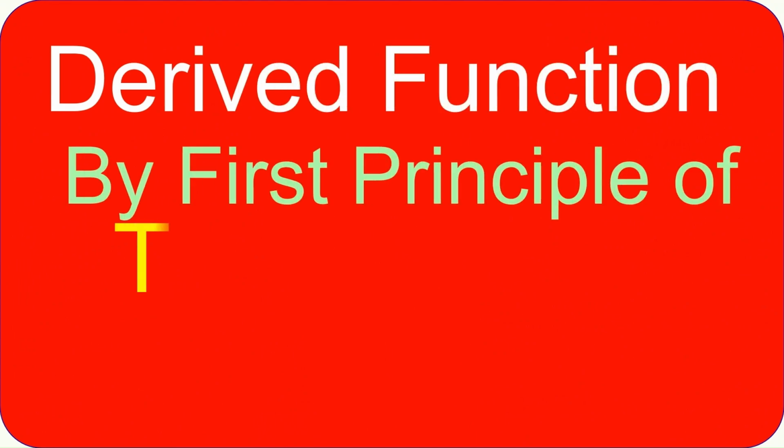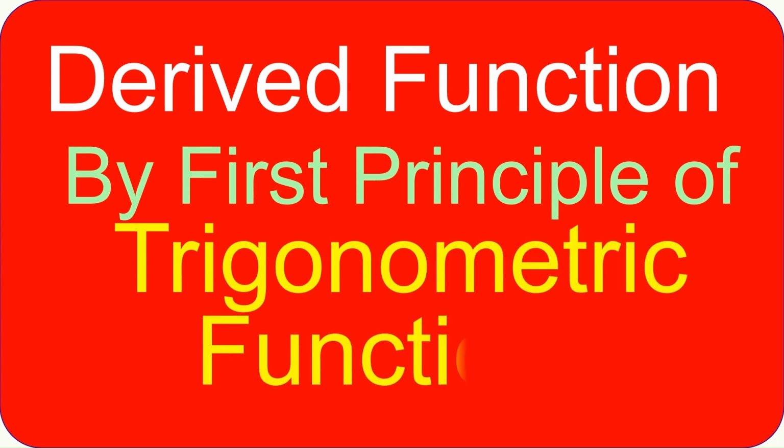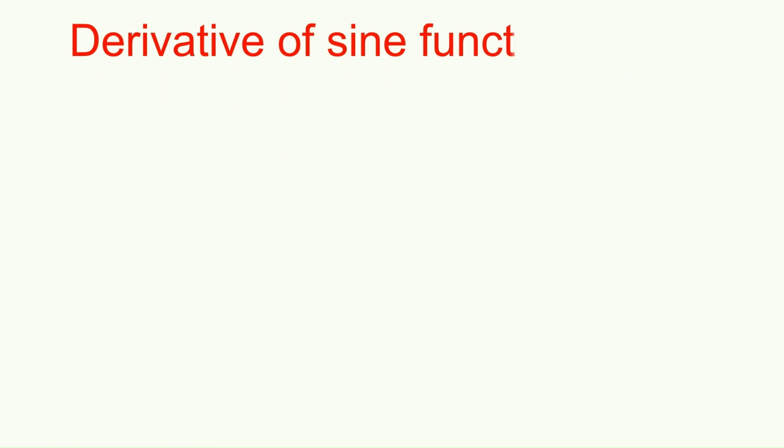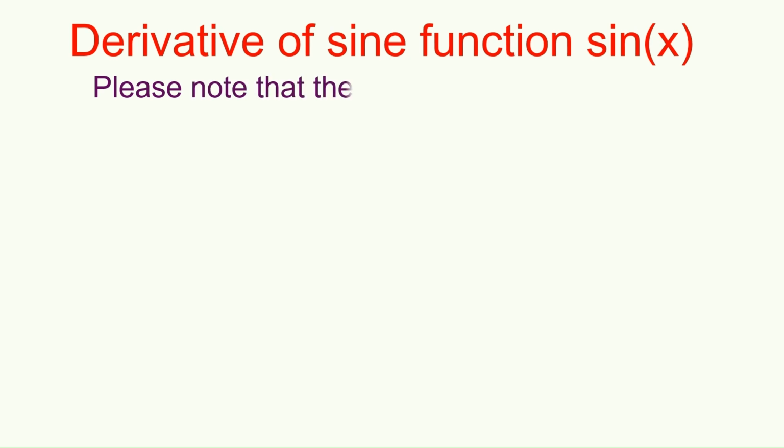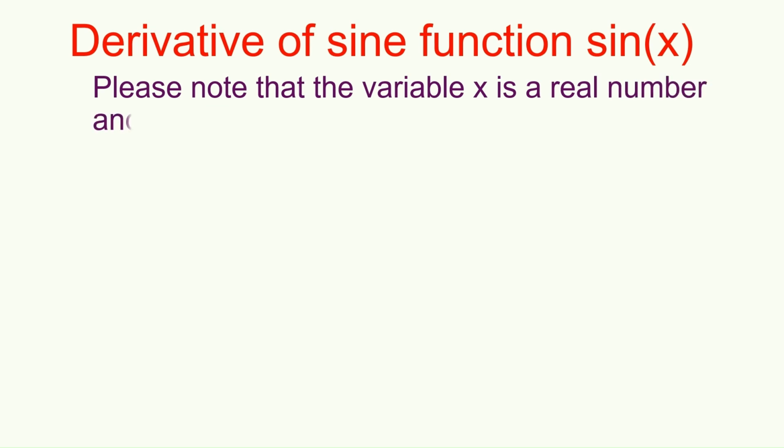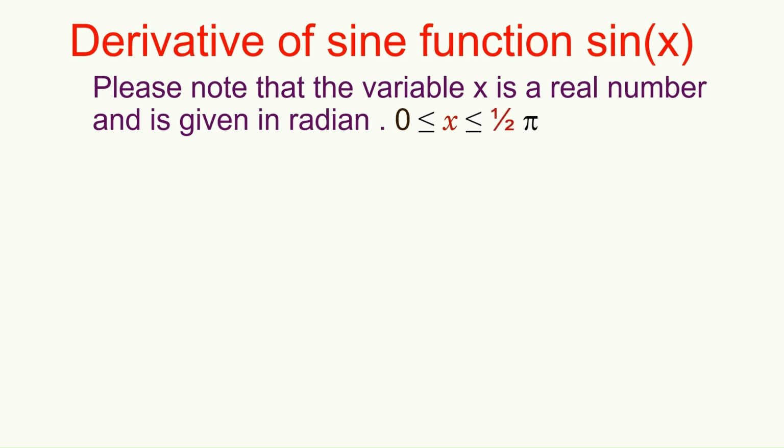Derived function by first principle of trigonometric functions. Derivative of the sine function, sine x. Please note that the variable x is a real number and is given in radians from 0 to pi by 2, that is, 0 less than or equal to x less than or equal to 1/2 pi.